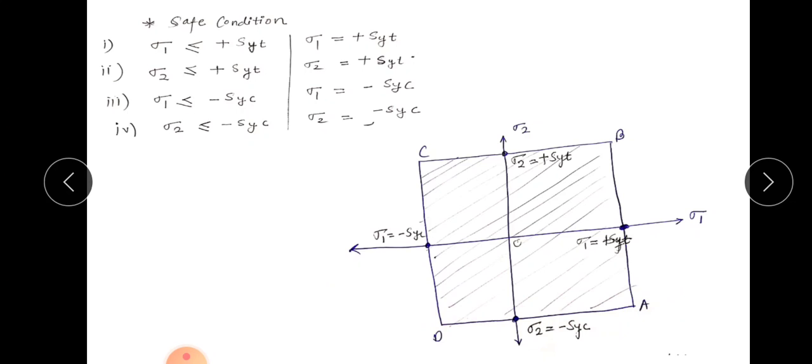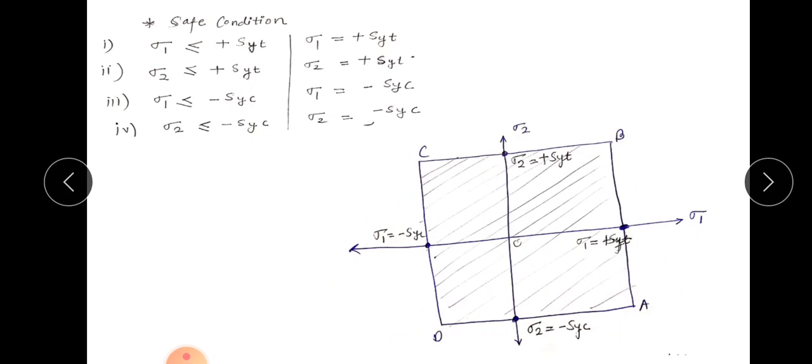In this way you will get a complete region, shown by the hatching lines, area ABCD. This area ABCD is the complete region which is called the region of safety, and since we have considered SYT equal to SYC, we are getting a square. I hope you have understood this. So this is how we draw the region of safety.